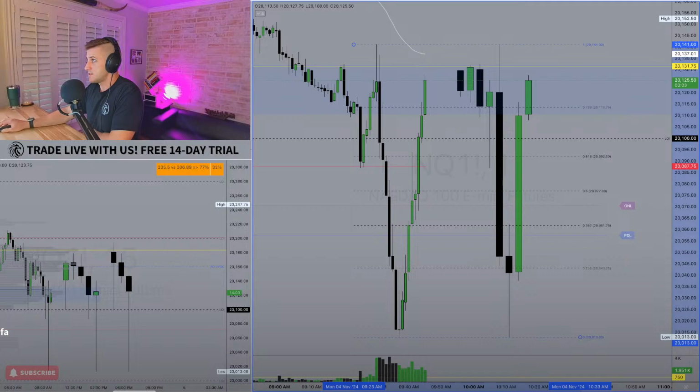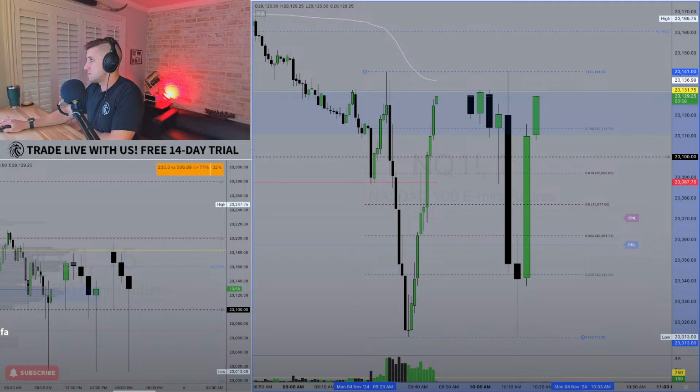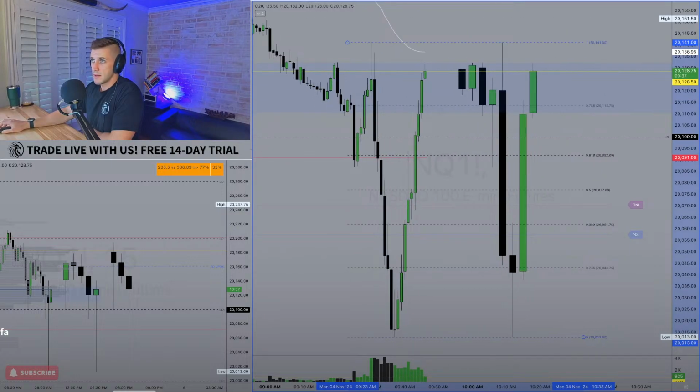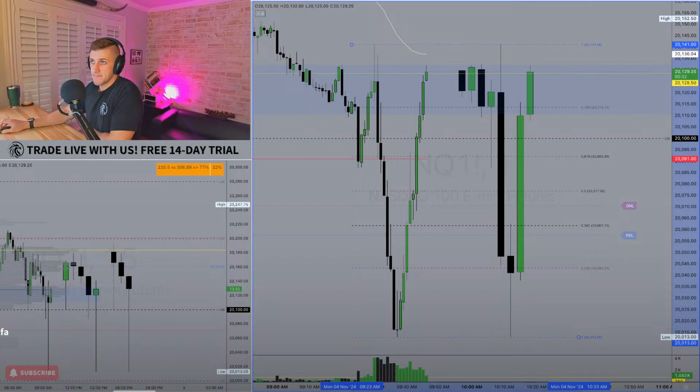Any longs, you probably want to tighten your trail up into this area. See if NQ can bust through the high here, coming into a tricky spot. Session high, VWAP, volume point of control. So any longs from lower, like I said, you probably want to tighten that trail up.